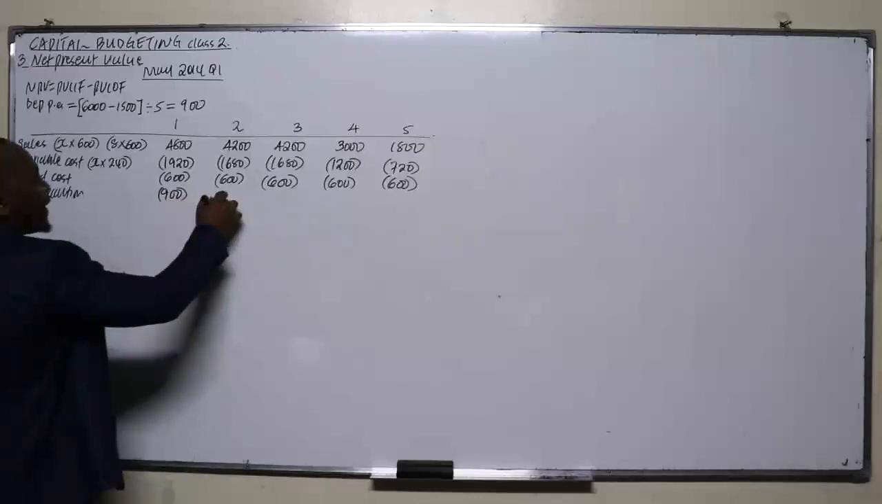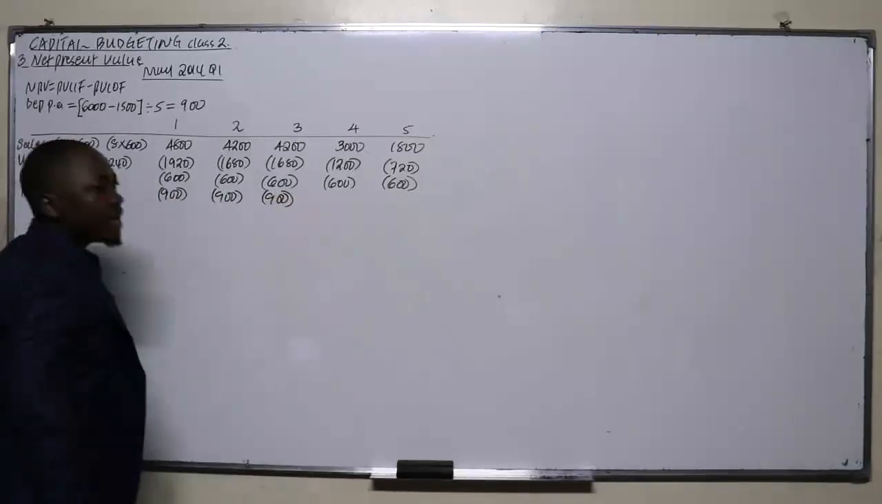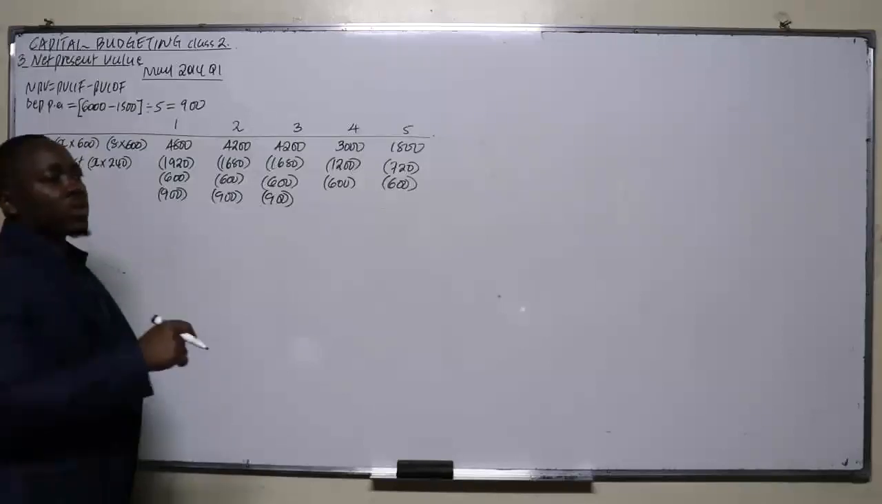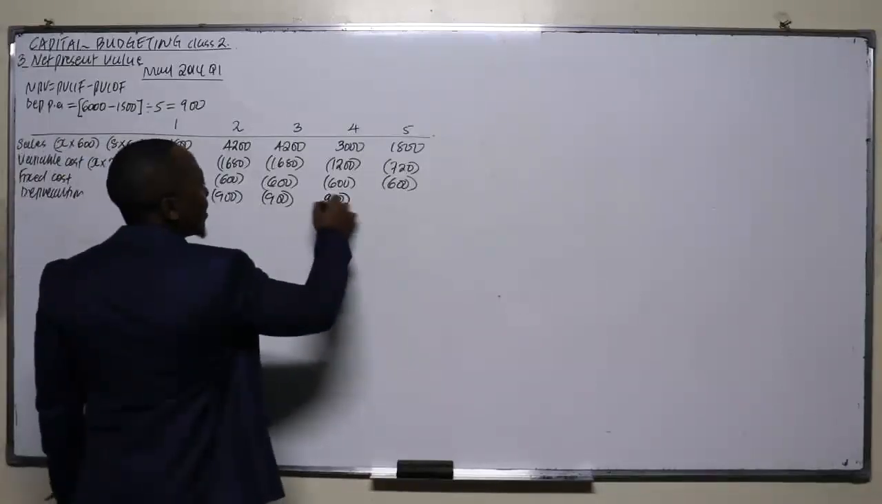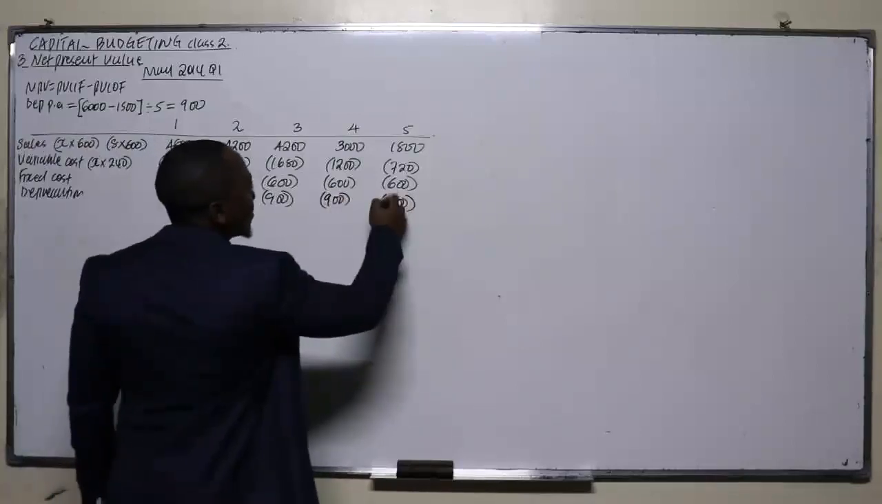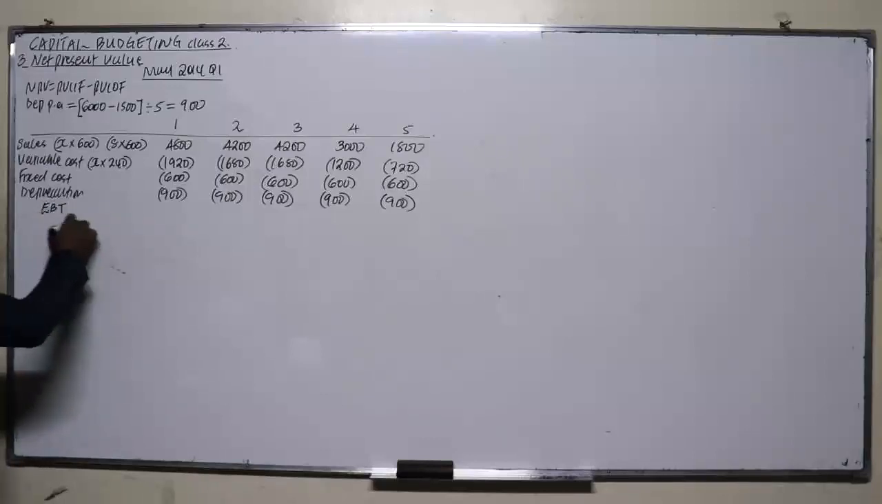Now listen here. Depreciation is not an actual outflow, it's just a provision. Depreciation is only provided for tax purposes. Remember I said that in these discounting techniques, we are using cash flow, not accounting profit. And you're saying that depreciation is not an actual outflow. So therefore, it's not part of the cash flow. We're only deducting it for tax purposes. So now let's get the earnings before the tax.